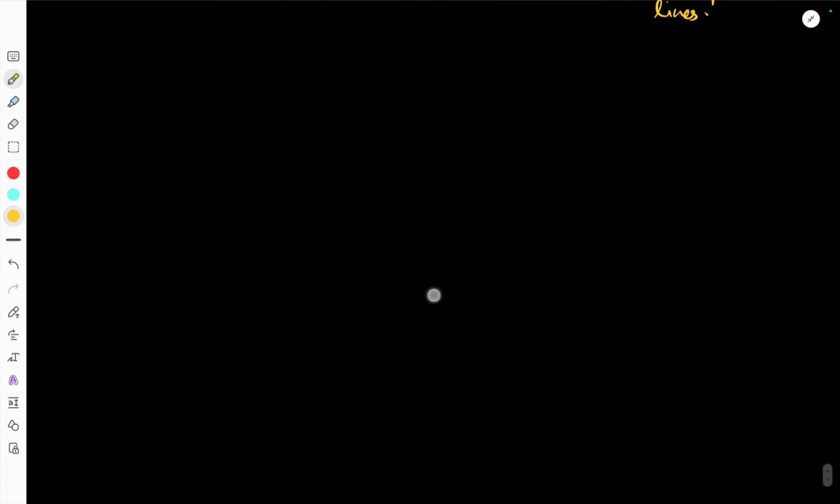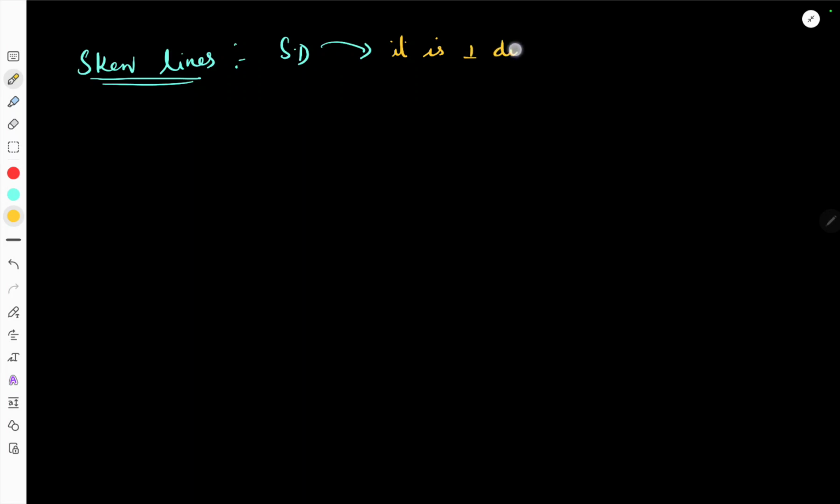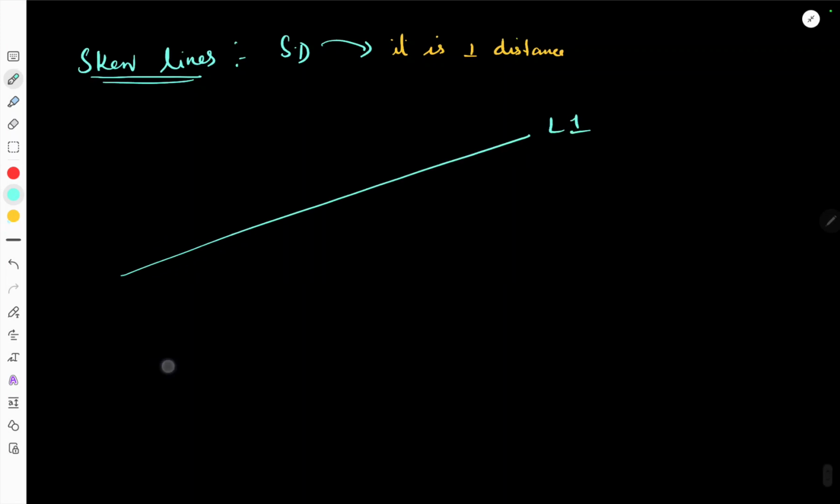Okay, so first we will see for skew lines. We have to find the shortest distance. Shortest distance means it is the perpendicular distance. So we have one line like this, which is line 1, and another line like this, which is line 2.